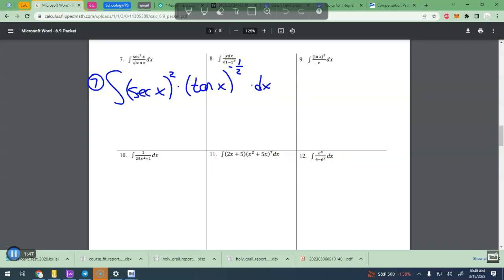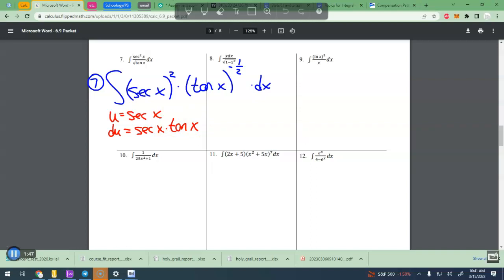Alright, so this is one where you gotta choose, because this could be your big and this your little, or this could be your big and this your little. What we want is for the du to almost be there. So let's say I made u equal to sec of x. In this attempt, I'm making that the big guy and this the little guy. Then I take the derivative. So du would be what? What's the derivative of secant? Sec tan. Good job, everybody. It would be sec tan.